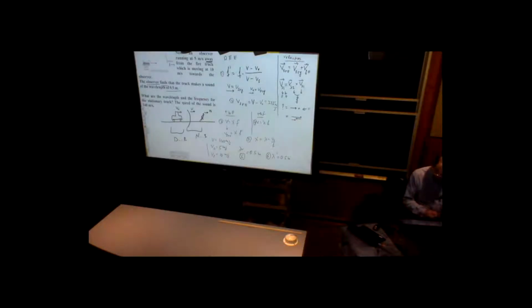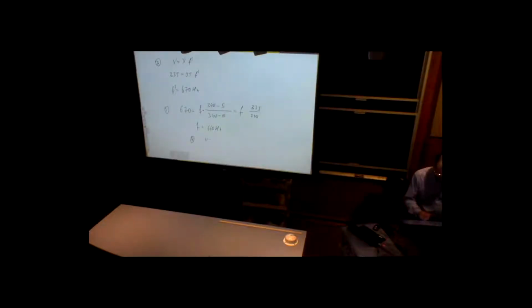And what was it, number 4? 1.5. I'm rounding it up. We have found everything. All frequencies and all wavelengths. Any questions?